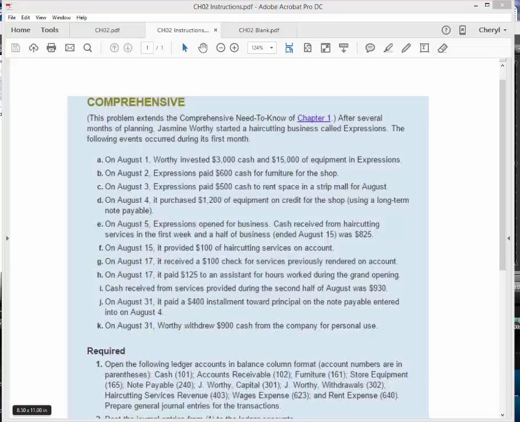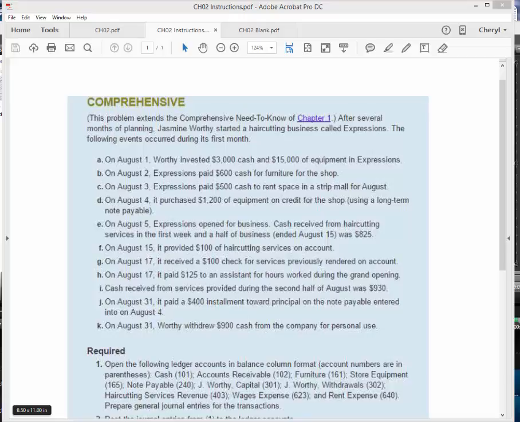Okay. So now step 2 is to analyze the transaction using the accounting equation. So the next step is to go through and decide what happened here. Well, it looks like Jasmine gave her business some cash and some equipment. Okay. And as you learned in Chapter 1, when a person gives assets to a business, they now have claims on the business for those assets.